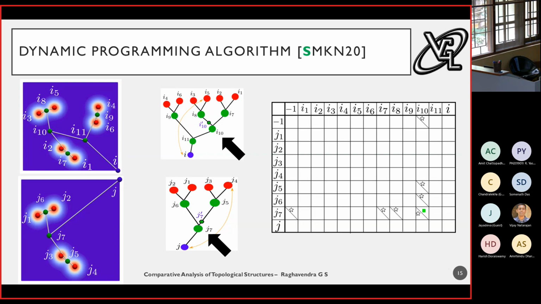And finally, there is a highlighted entry here, which corresponds to the comparison of forests given by J6, J5 and I8, I7. With all these entries computed, we can use them to compute the actual entry which corresponds to J7, I10. This continues in the same fashion, and we finally get the last entry here, which gives us the edit distance between the two trees.